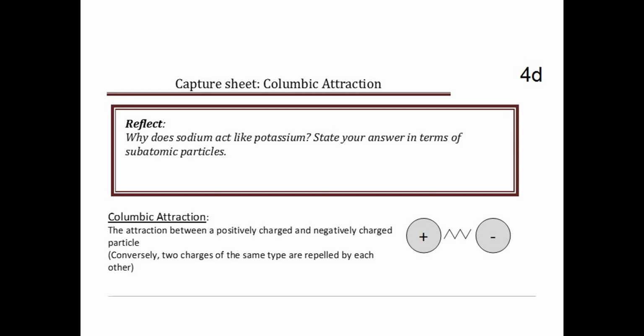So when thinking about the periodic table, the most underlying concept of why we have periodicity in the periodic table is Coulombic attraction. So let's think about, why does sodium act like potassium?